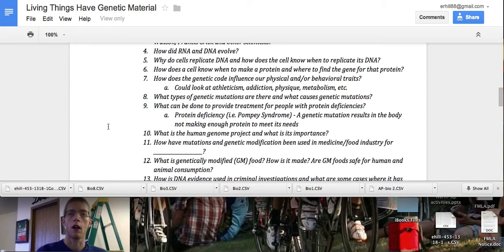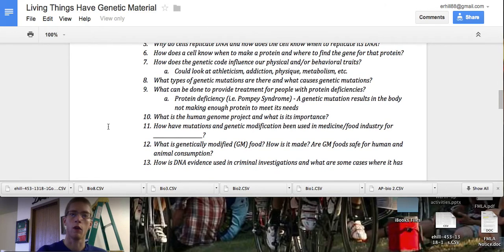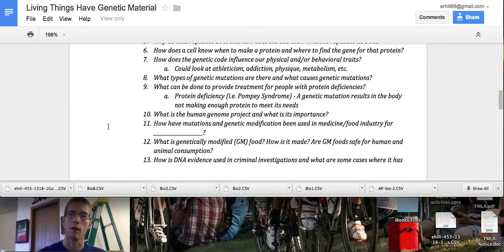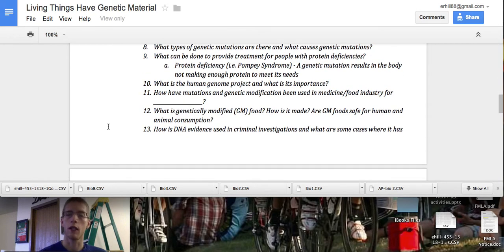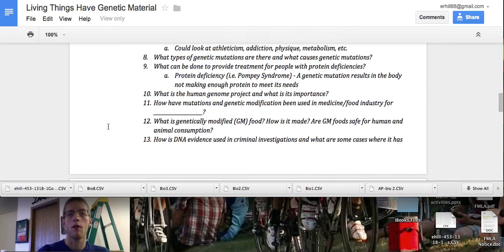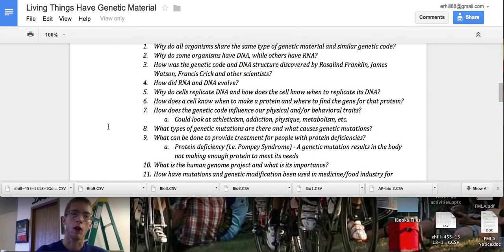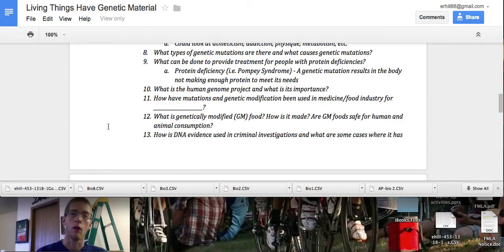How have our greater understanding of the genetic code and genetic modification, how is that being used in medicine or the food industry? What are GM foods? How are they made? GM stands for genetic modification. Are they safe for humans and animals? So all of these questions are things that you could potentially ask, or that you could modify for yourself to develop your own question. Remember, we want our question to be what we called RARs, which would mean that it was research-based, that it was authentic, meaning it was your own.